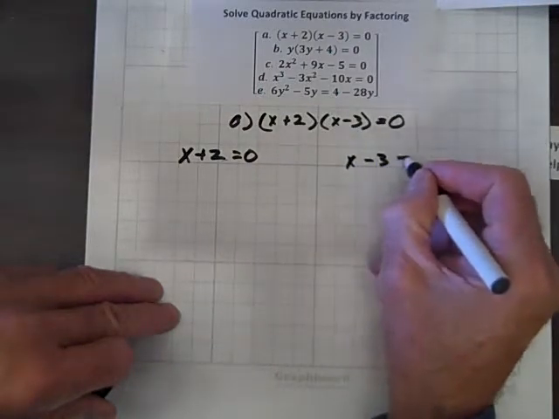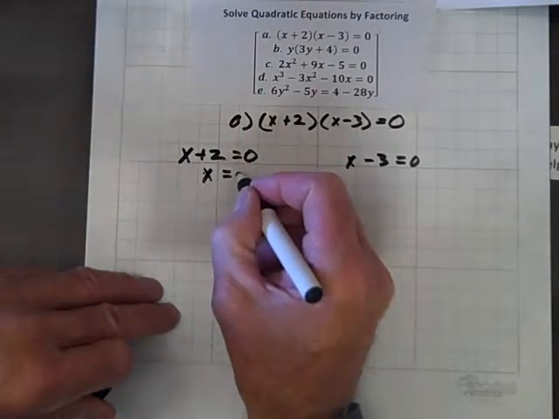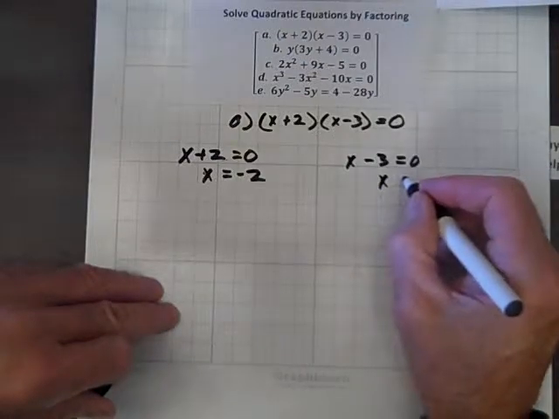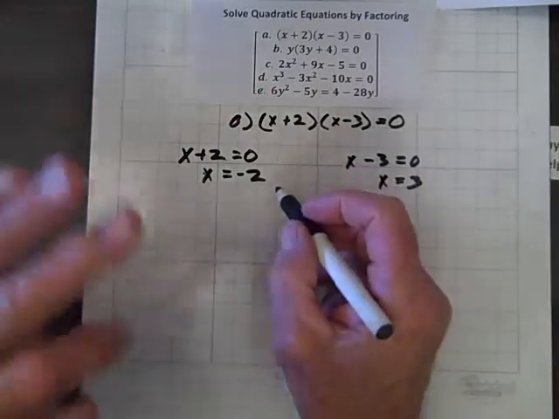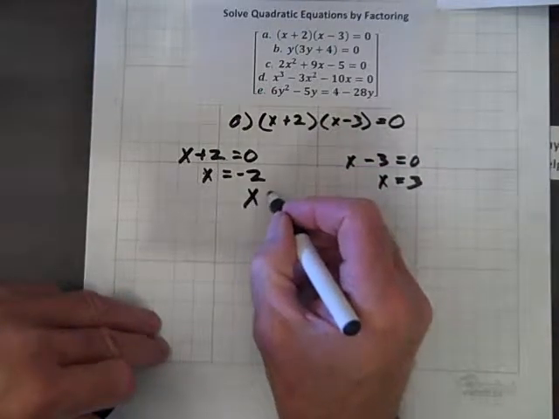for x. So if we subtract 2 from both sides, we have x equals negative 2. If we add 3 to both sides, we have x equals 3. But here's another way to do it. We can solve by inspection.